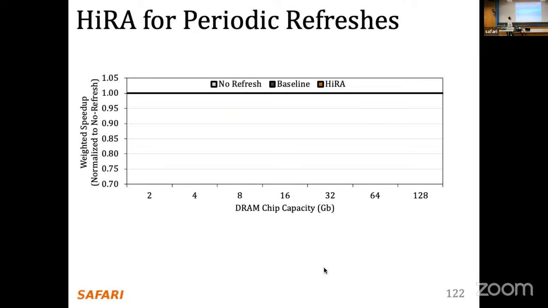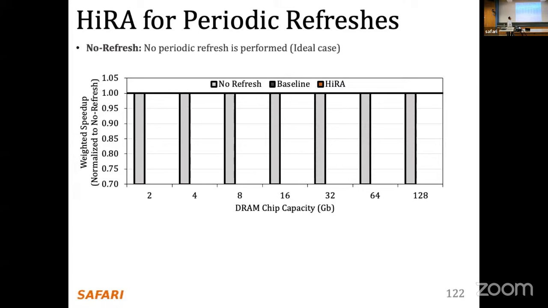Okay, so these are the results for periodic refreshes. On the x-axis, we increase the DRAM chip capacity from 2 gigabit to 128 gigabit, and we look at the weighted speedup on the y-axis as the performance metric. And we normalize this metric to the no refresh baseline. So in 1.0, we do not have any refresh overhead. We do not refresh any row. Reliability is completely compromised, but it's the ideal case for performance.